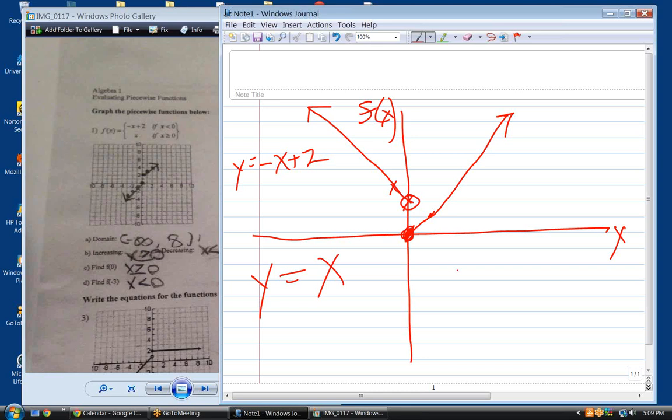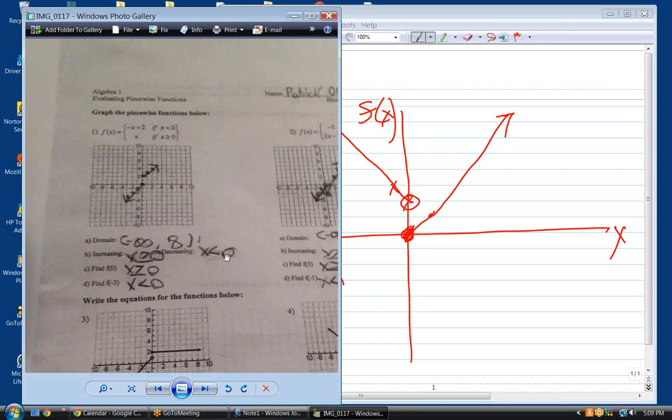Have you learned interval notation? Is that what this is? Or just defining it this way? Okay. So you've said it's increasing whenever x is greater than 0, which is this part, and it's decreasing when x is less than 0, which is that part. Okay? Find f of 0.